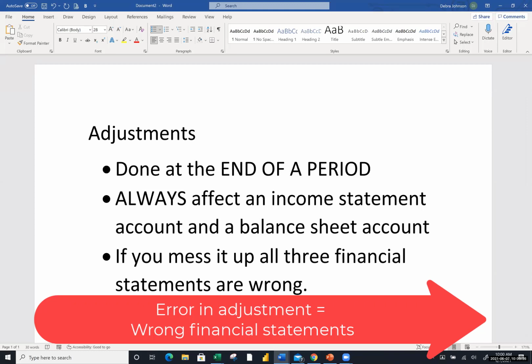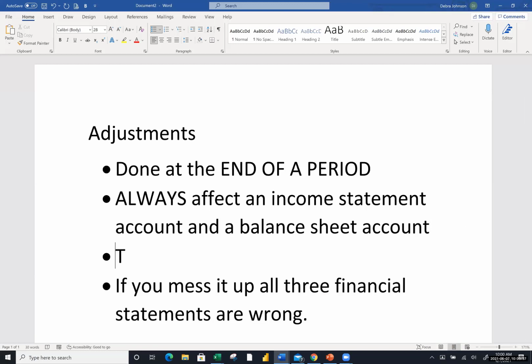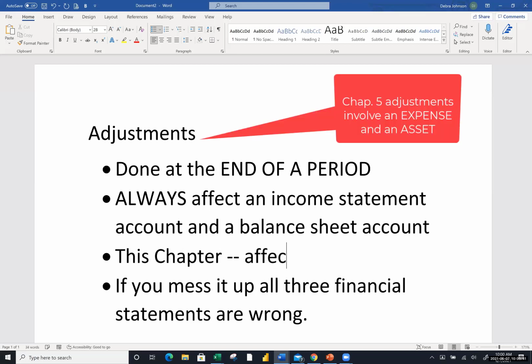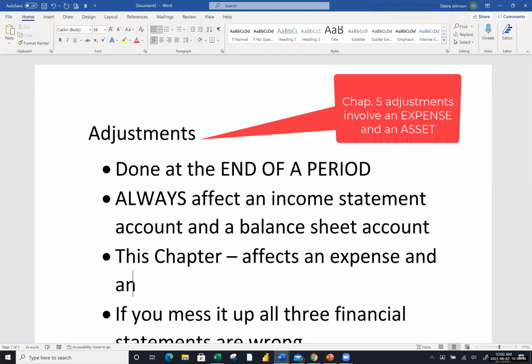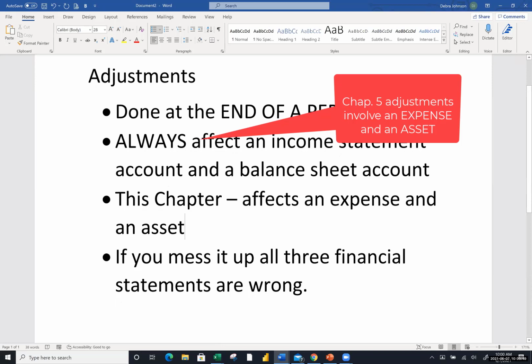Okay, so a couple of points. They're done at the end of the period. They always affect an income statement account and a balance sheet account. In this case, for our purposes in this chapter, they're going to affect an expense and an asset. If you mess it up, all 3 financial statements are wrong.